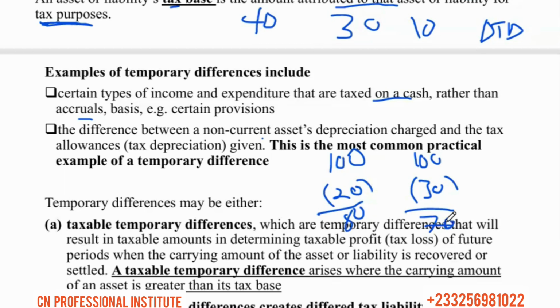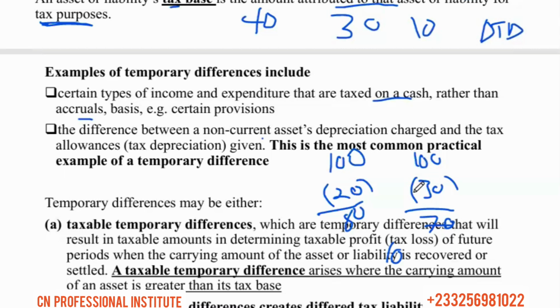So can you see that depreciation and capital allowance, the difference between the two creates temporary difference. So here we have a temporary difference of 10,000. That's the 80,000 minus the 70,000. So the difference between carrying value and the tax base, we said, is the temporary difference. And we are looking at things that create the temporary difference. One is the difference in depreciation and capital or tax allowance. When depreciation is different from capital allowance, then we are going to have temporary difference. If they are the same, there will be no temporary difference.